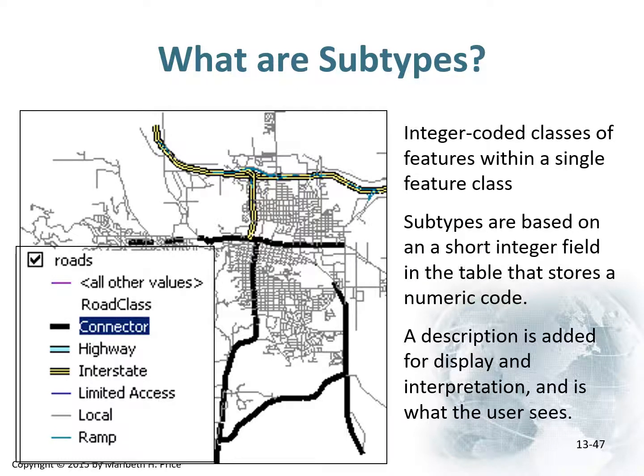That's my subtypes. Integer-coded classes of features within a single feature class are what subtypes are. Subtypes are based on a short integer field in the table that stores a numeric code. The description is then added for display and interpretation, and it's what the user sees.